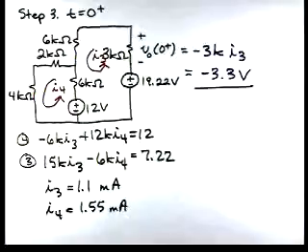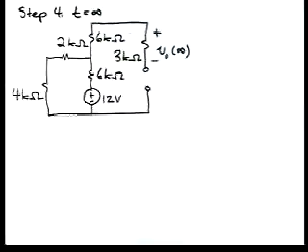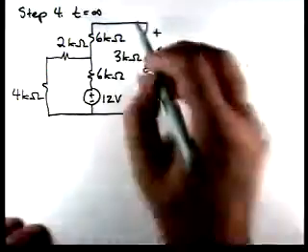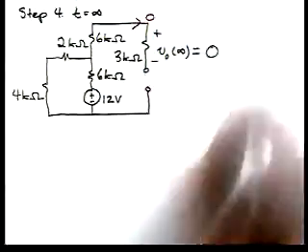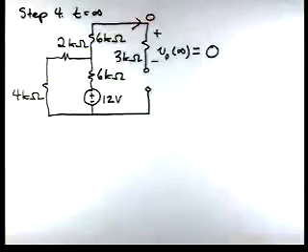Now the next step says draw the circuit at t equals infinity. Assume that the capacitor has once again reached steady state, so we can replace it with an open. So now if we look, there's 0 current, so that tells us that this voltage is 0. And that's all the analysis we're required to do.